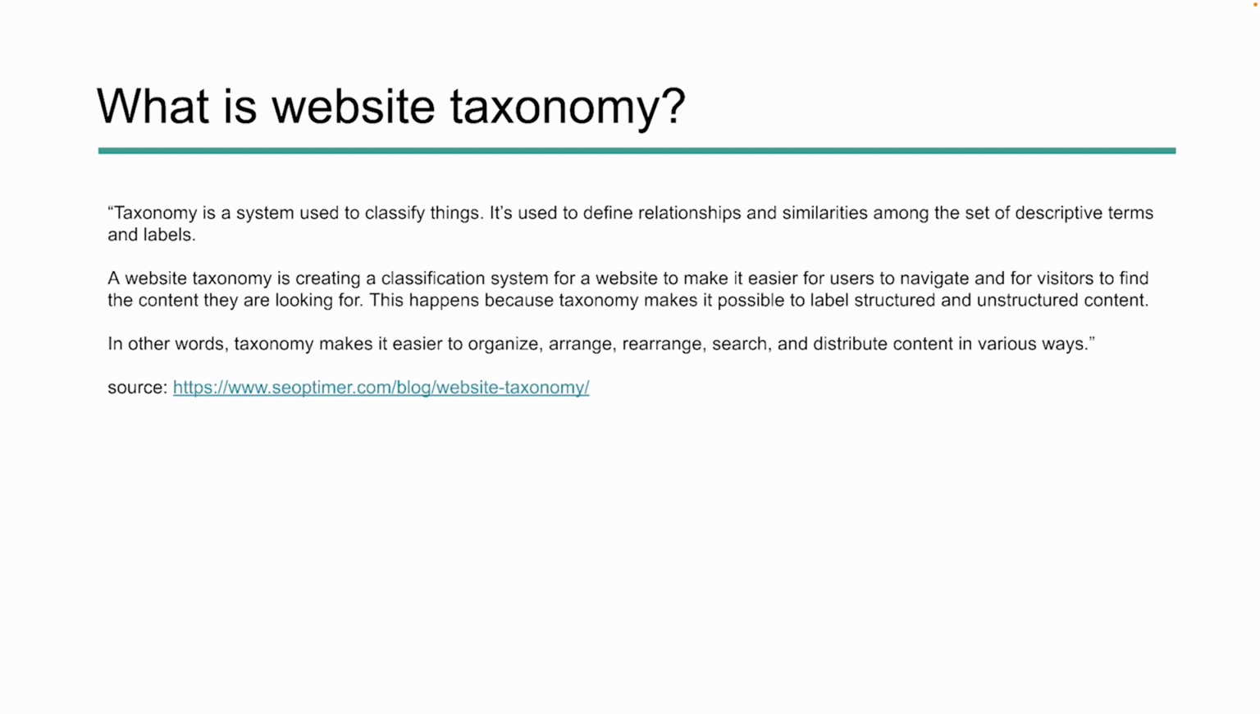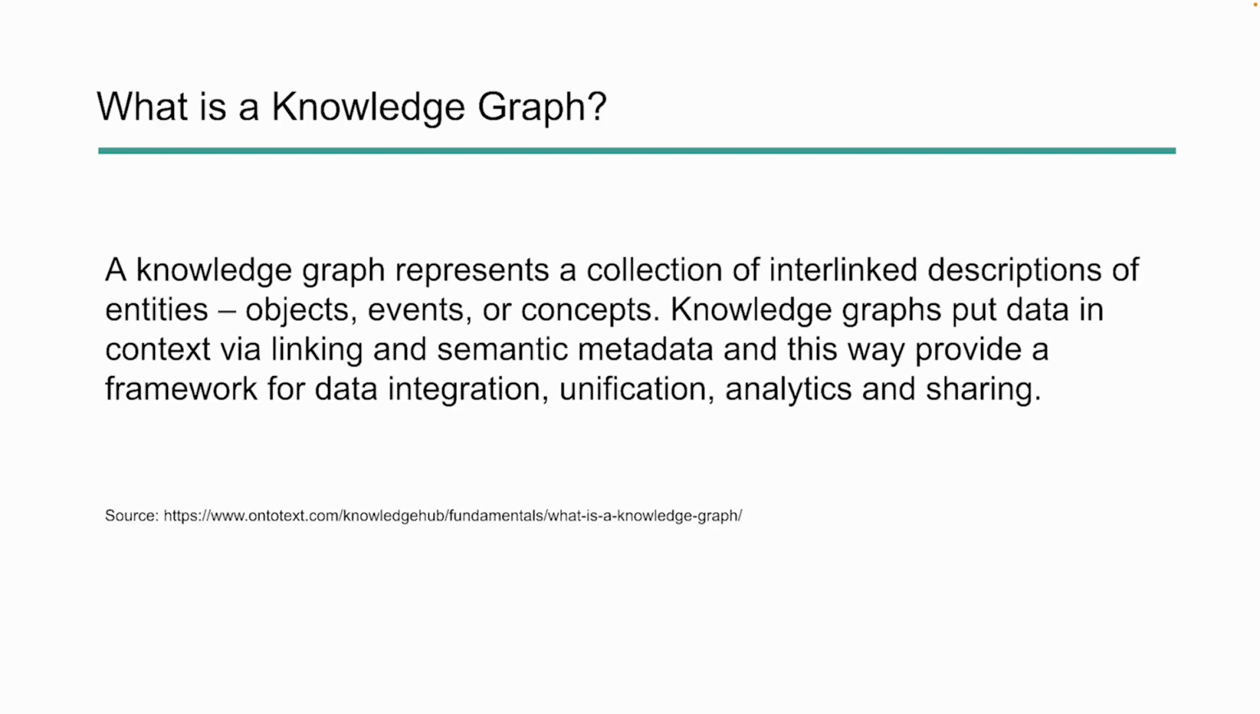Within a website, a taxonomy is a classification system that makes it easier for users to navigate and find the content they're looking for. This is possible because a taxonomy uses labeled structures, and it allows us to add some structure to otherwise unstructured content. So in short, it makes it easier to organize, arrange, rearrange, search, and distribute content in various ways. Now, this is taken from SE Optimizer, and you can read a lot more about taxonomies on that link here on the screen.